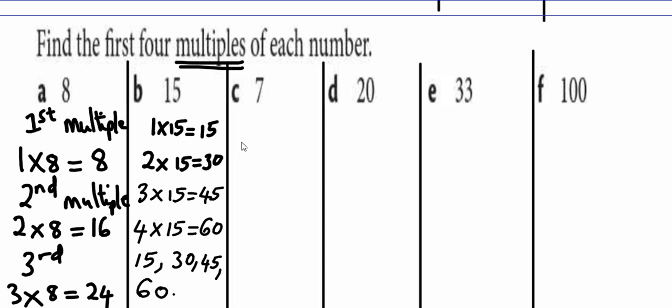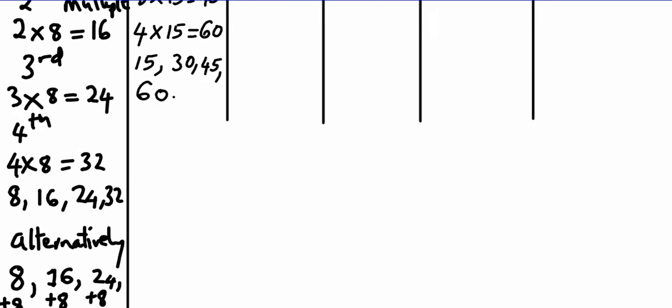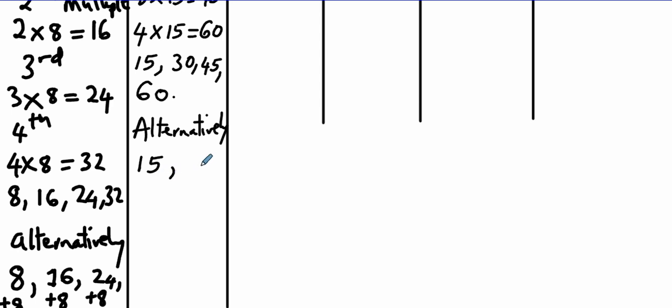Cool. Now suppose I don't want to use the concept of multiplication. Maybe I'm not good at multiplication, so I want to use the concept of addition to find the multiples of the number 15. Alternatively, you can do as follows. The question is to find the first 4 multiples of 15. So you start with the number itself, and that is 15. Now to get the next multiple, we add the number itself. So 15 plus 15, you get 30.